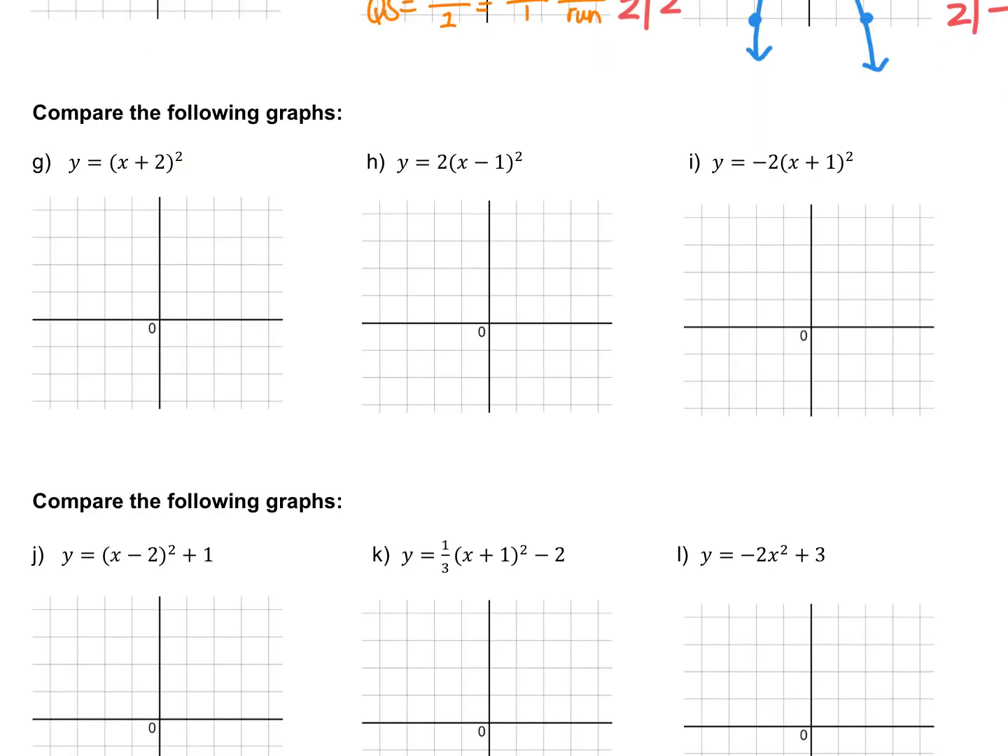On the next section, we're going to talk about shifting right, left, up, down. Actually, just right and left. So here we're talking about h.